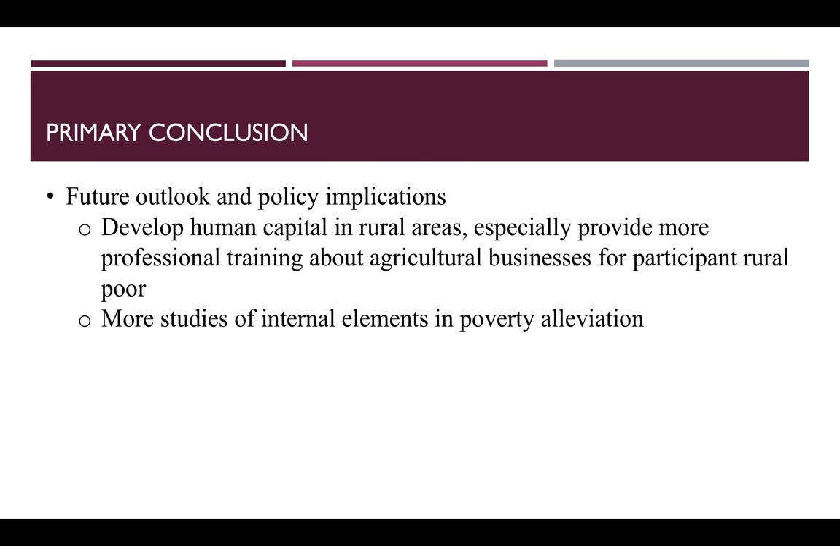As for future outlook and policy implications, I think the first one would be how to further develop human capital of the rural villagers who just got out of poverty, especially to provide more professional training about agricultural businesses for those participant villagers. And also, I think more studies can be done on the internal elements in poverty alleviation. And when I say internal elements, I mean the internal stakeholders like villagers and rural entrepreneurs who really are significant in the process of lifting themselves out of poverty.